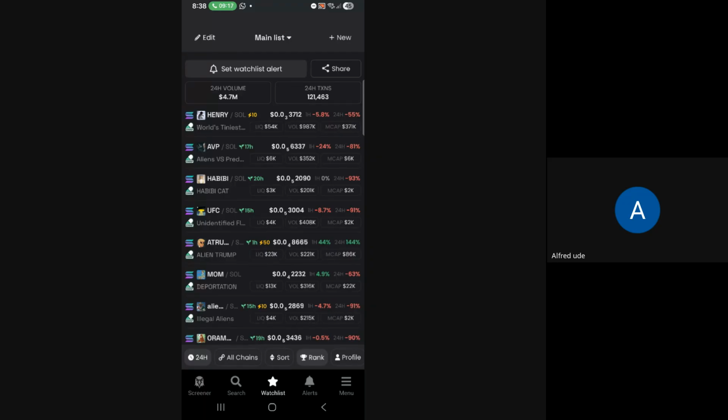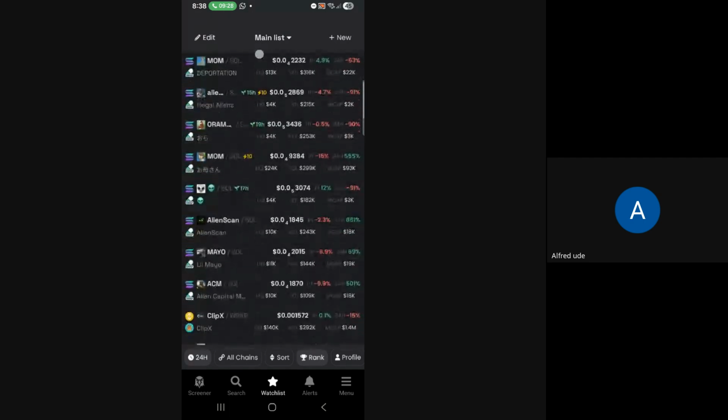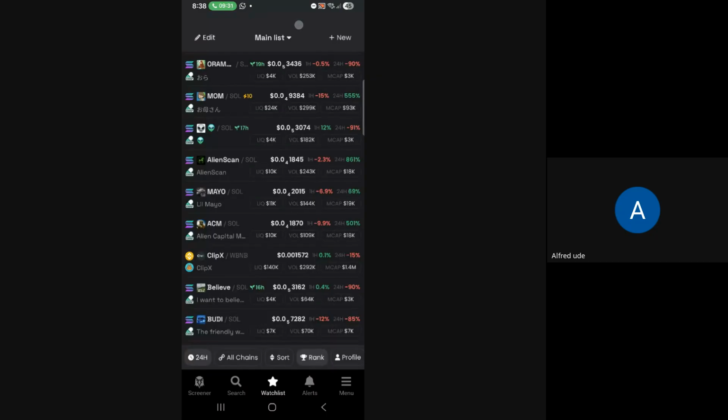All right, then we have this coin. Let me show you another coin. You can see that this coin has done 500% in 24 hours. And what does that mean? It shows that the coin went as low as 3K market cap and bounced back to 18K market cap. That is like 5 times.